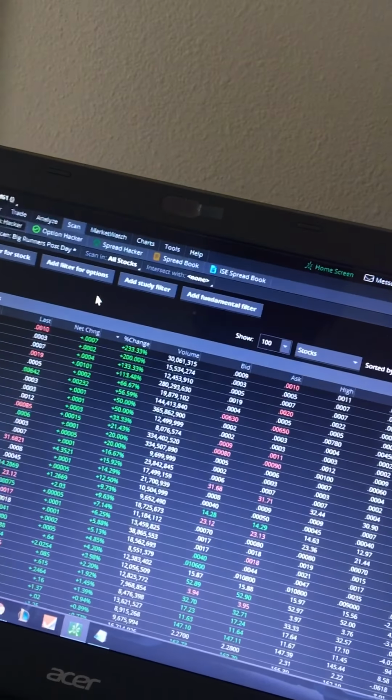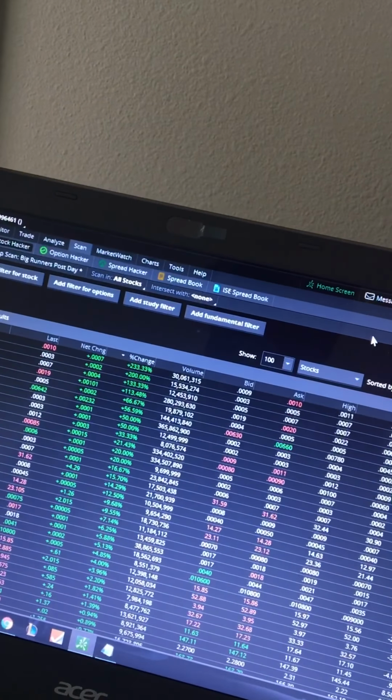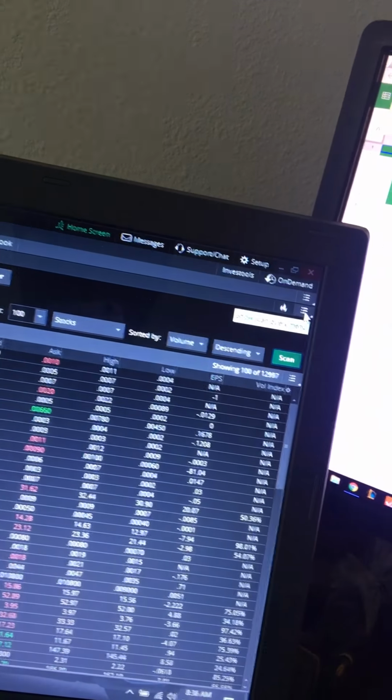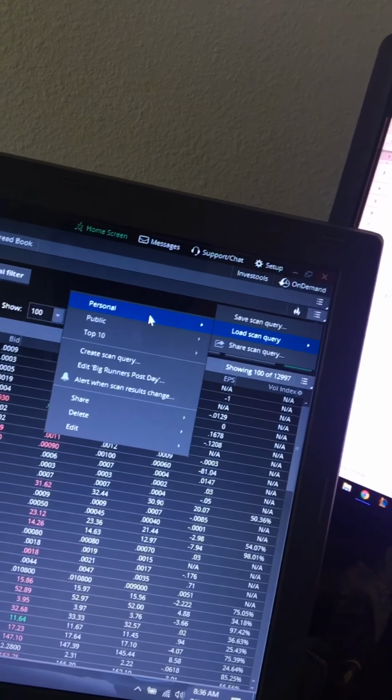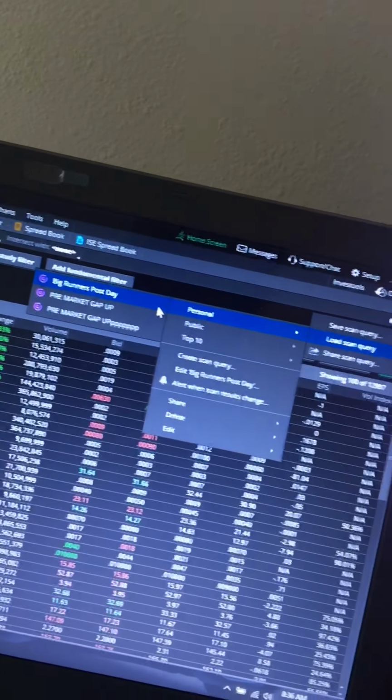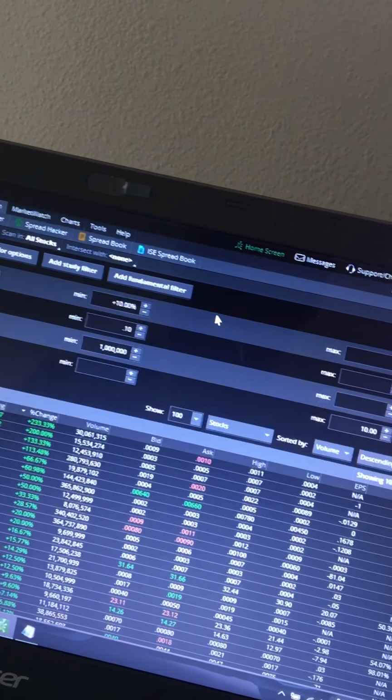So what I did was I created a simple scanner that I'm going to use, and how I load that scanner is I go here to these little bars on the side, open it up, load scan query, personal, and then I load the scanner of my preference. So, big runners post day.